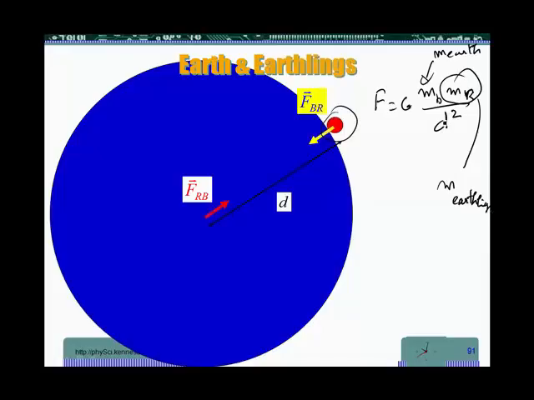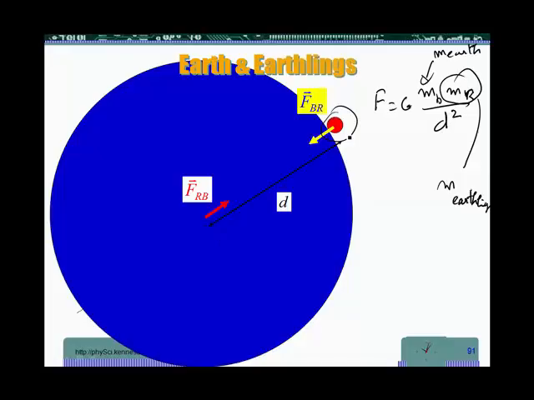Now, what about the separation between the Earth and that Earthling? You usually measure distances from center to center. So that's the average separation. For example, this end of the Earth is much farther away than this end of the Earth, but the average position of the Earth is at the center. So we measure from center to center.